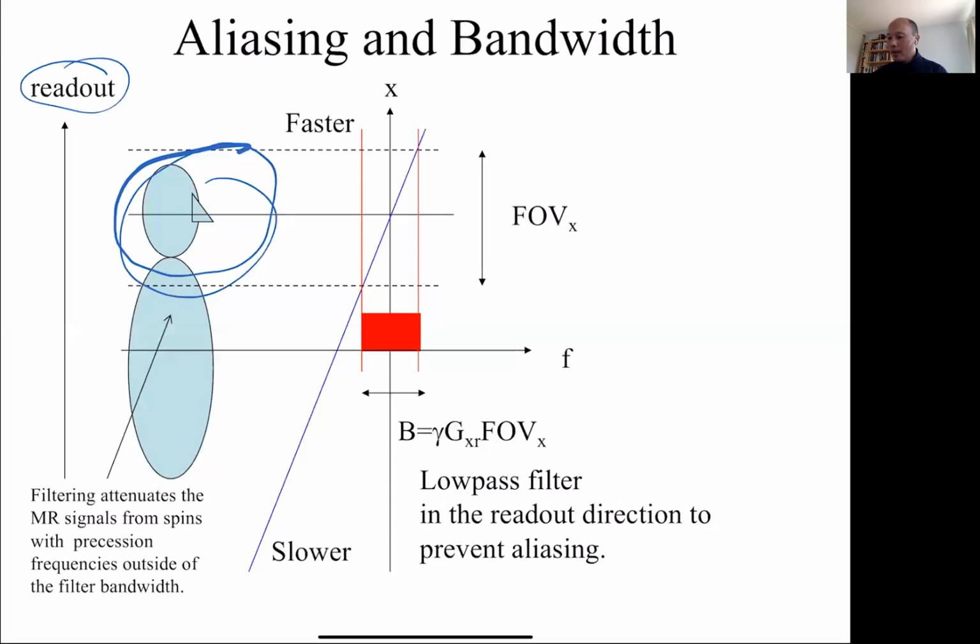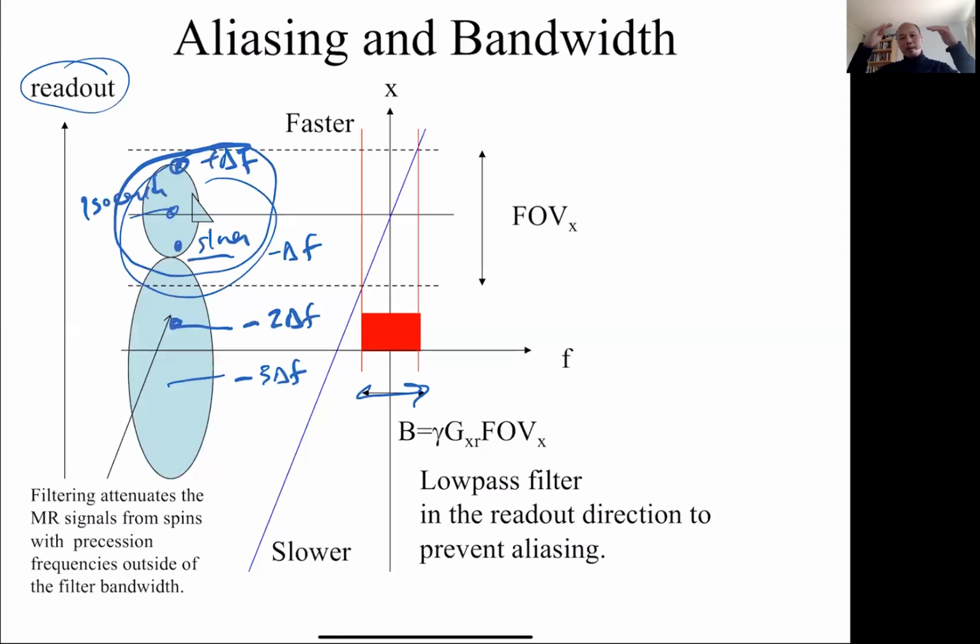Those spins are going to have some frequency bandwidth determined by the gradient. So this spin here spins faster. This is at isocenter. This spins slower. Let's say this is at plus delta F and this is at minus delta F. Something down here would be at minus 2 delta F, and maybe this is at minus 3 delta F. So every spin is going to have a different frequency that it's coming in at.